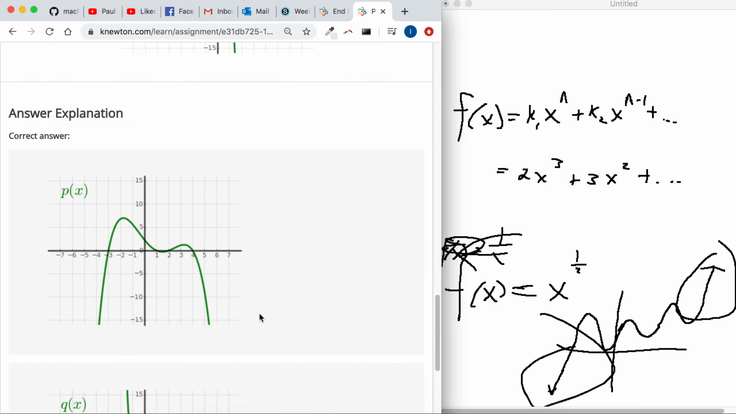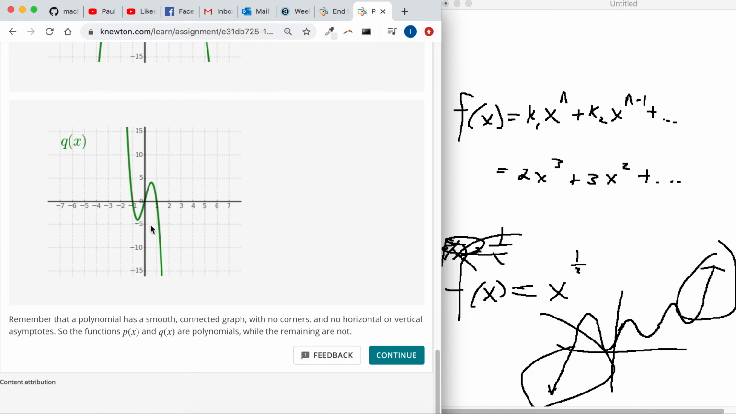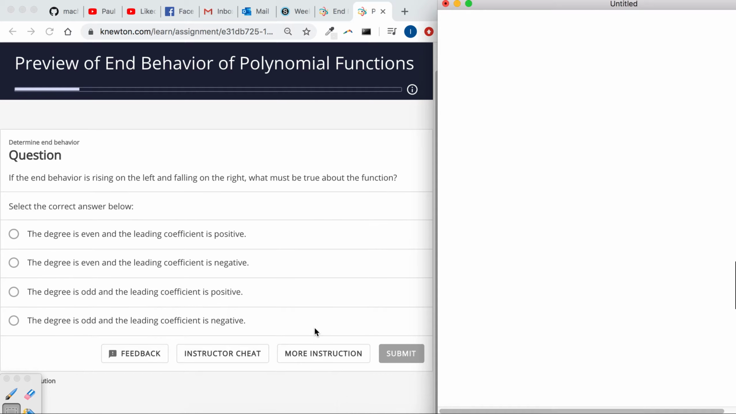Because look, these two, as x goes to negative infinity, y goes to negative infinity. This one, as x goes to negative infinity, y goes to positive infinity. The y values keep getting higher and higher. Okay, let's see what else we can do here.